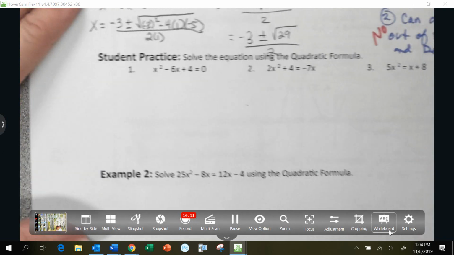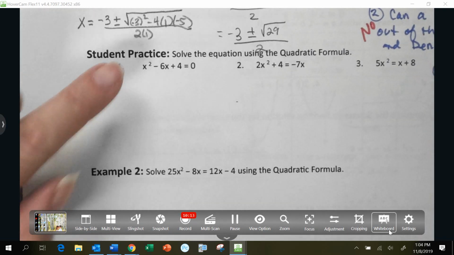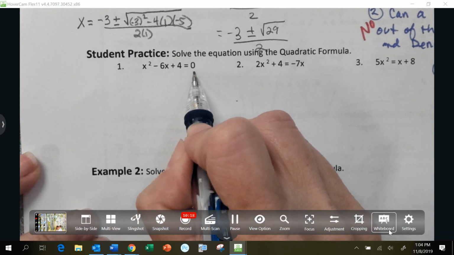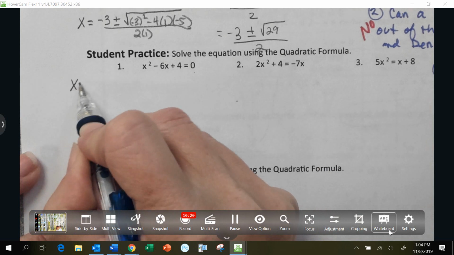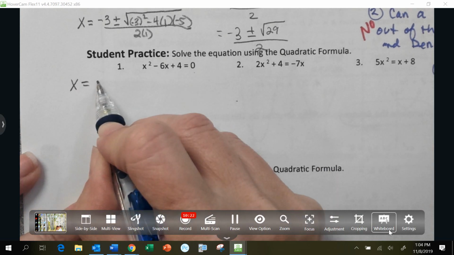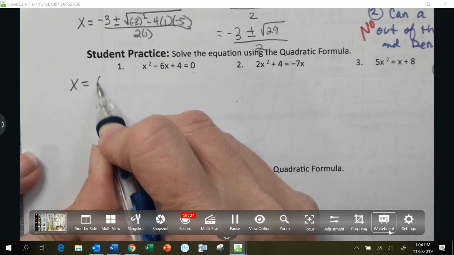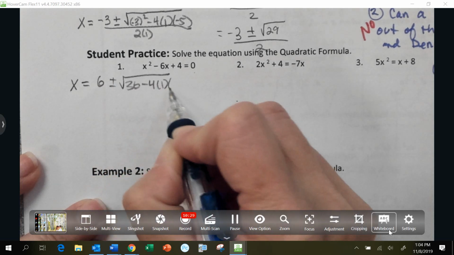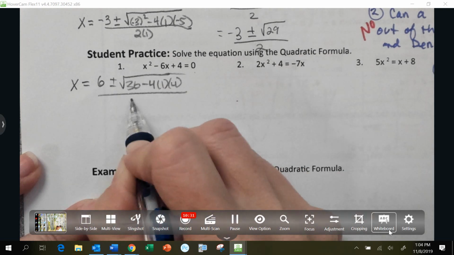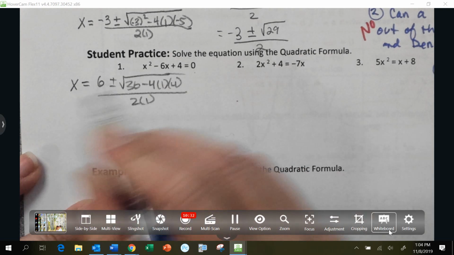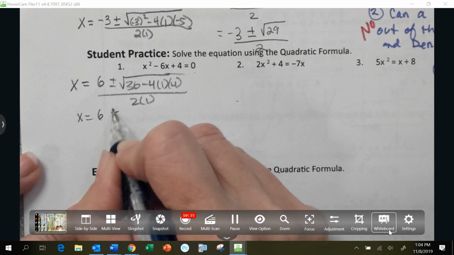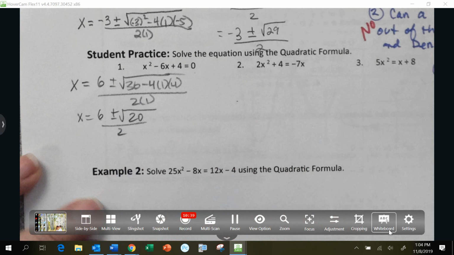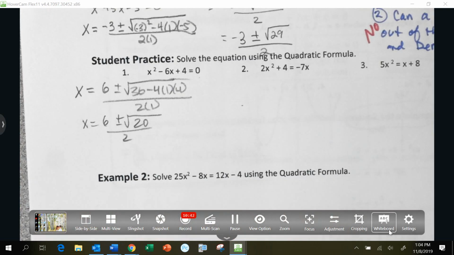Okay. All right. So let's do x squared minus 6x plus 4. Is it equal to 0? Good. Let's do it. X equals opposite b plus or minus square root 36 minus 4 times 1 times 4, all over 2 times 1. So then I've got x equals 6 plus or minus square root of 36 minus 16, which is 20, over 2.